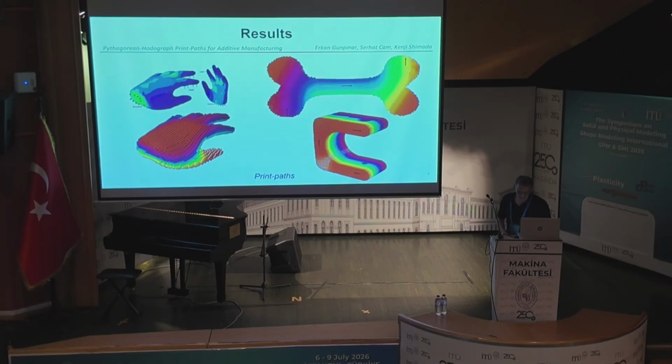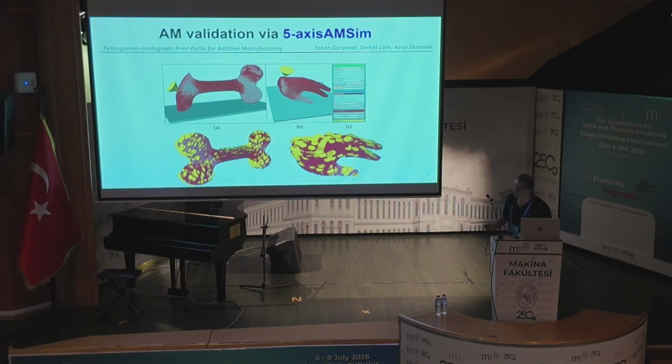We validated our results using different models. There's an FEM boundary condition for a hand model. On the top left, you see the PH print paths are elongated along the maximum principal curvature directions. And on the top right, you see black arrows, which are the user-defined constraints. So that can be satisfied and elongated along these constraints.